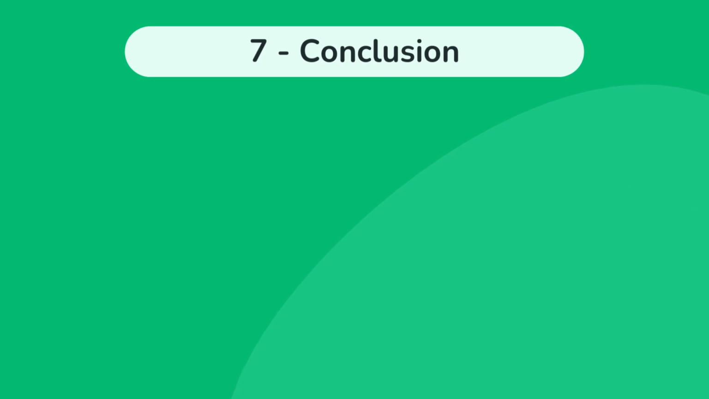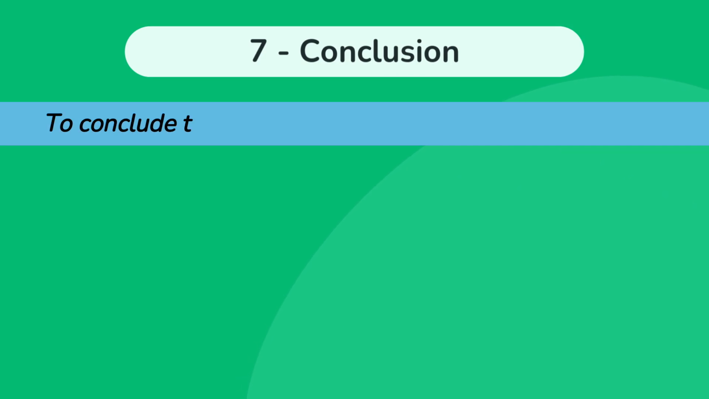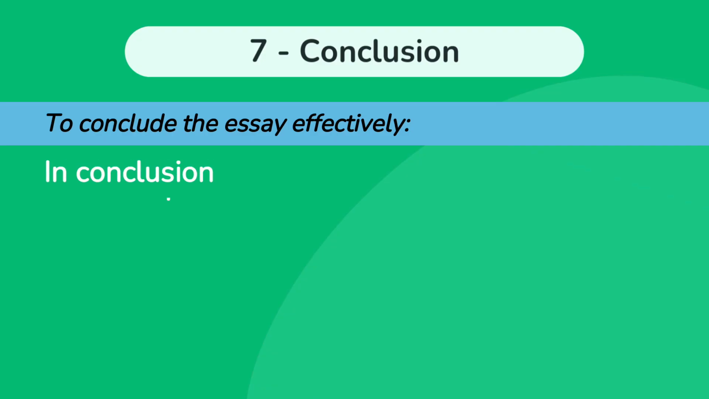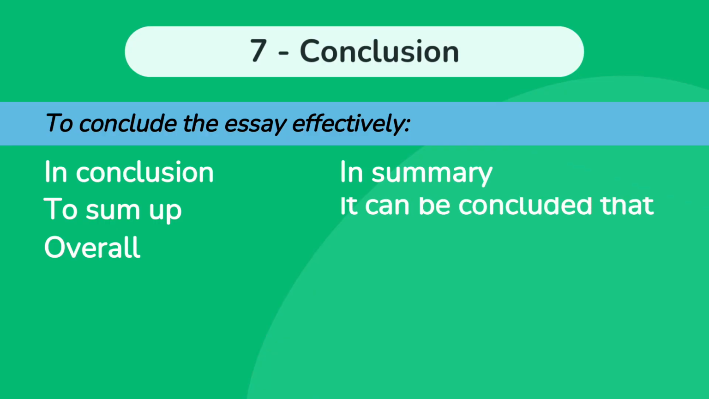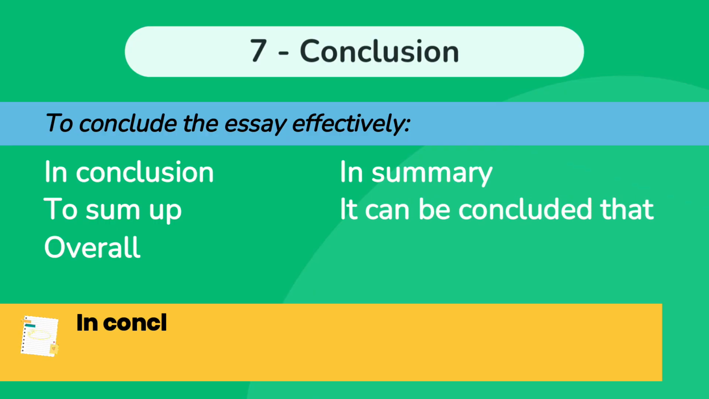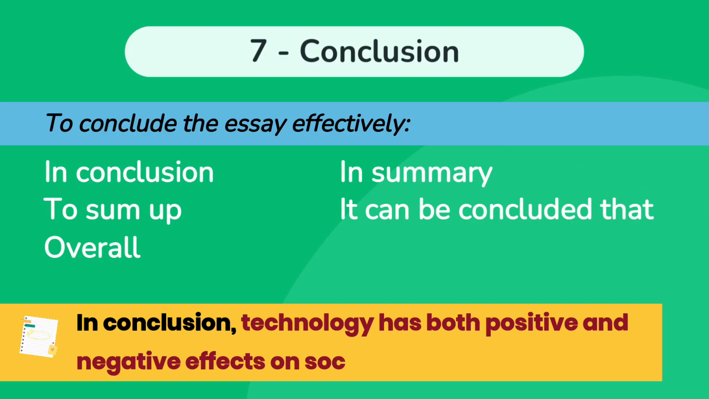The seventh part is the last part, conclusion. Use these words in the essays you write to conclude the essay effectively. In conclusion. To sum up. Overall. In summary. It can be concluded that. For example, in conclusion, technology has both positive and negative effects on society.